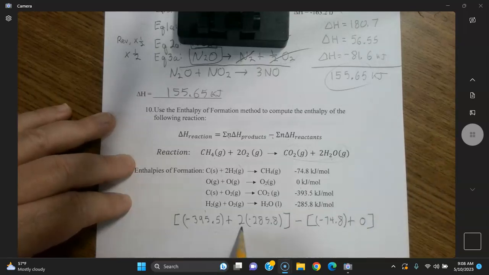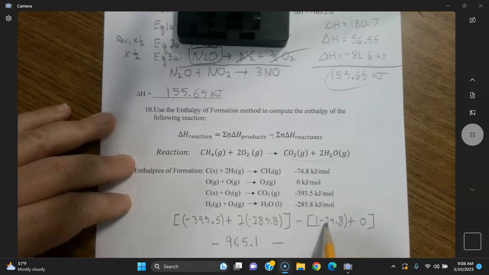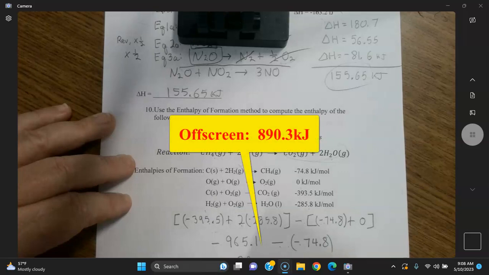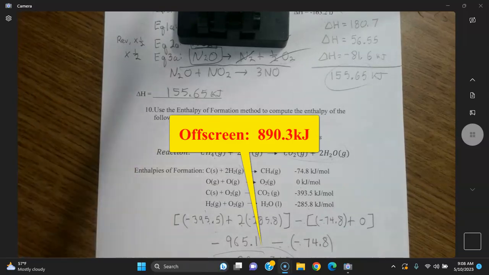All right, so when we add these two numbers up right here, we get negative this plus 2 times this, negative 965.1 minus, and it's negative 74.8, so minus a negative is a plus. I'll just go ahead and write it as a minus a negative, and the 0 goes away, so this basically becomes a plus, so that gets you negative 890.3 kilojoules. Okay, and that's your final answer for that.